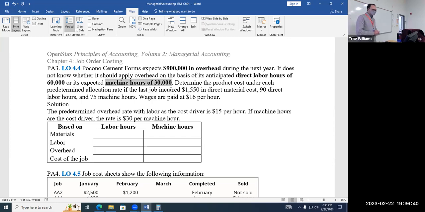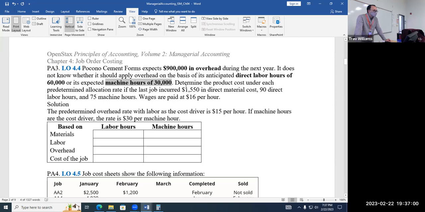So we'll go ahead and go through this process. We'll look at the two options. What if they use direct material as their driver? Direct labor as their driver. And what if they use machine hours? And then the company could make a decision after doing this analysis.